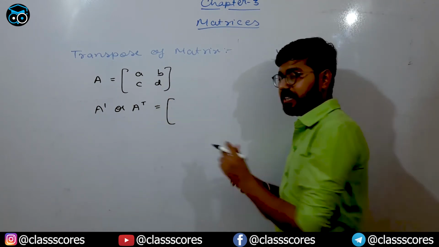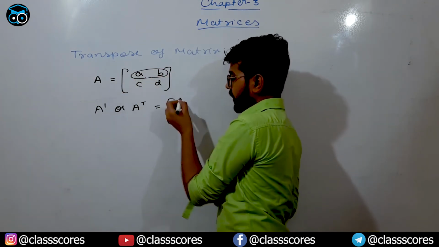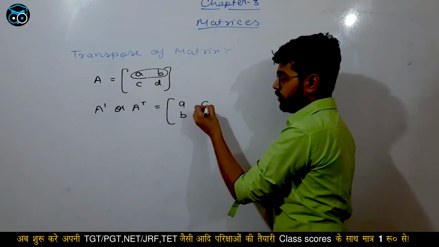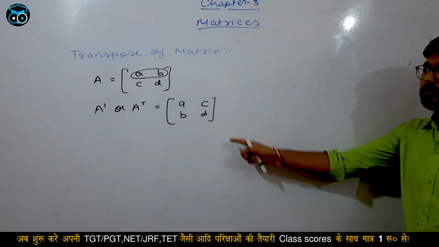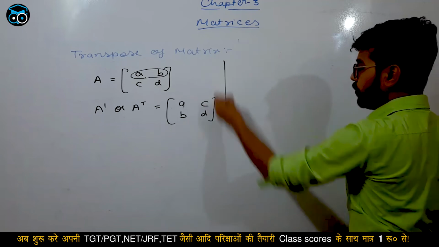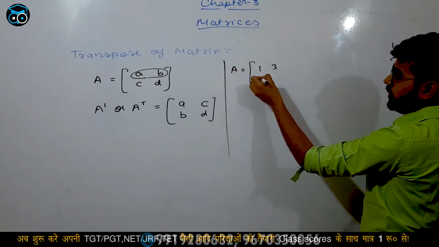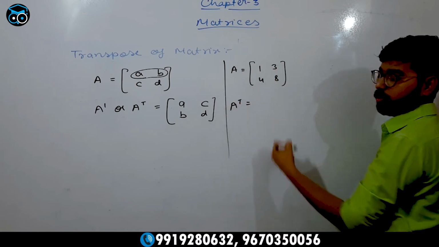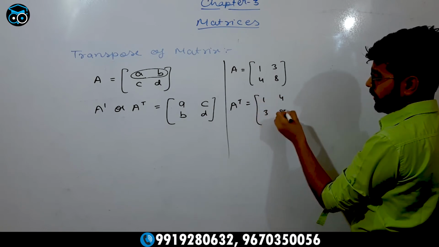Transpose means interchange of rows and columns. Here, a row will become a column of that matrix, and another row will become another column of that matrix. And this will be the transpose of A. Suppose A is given as 1, 2, 1, 3, 4, 8. If we need to find A transpose, then it will become 1, 3, 4, 8.